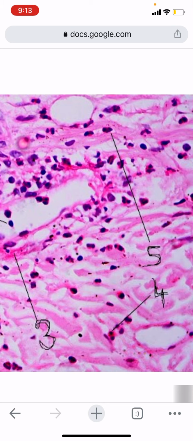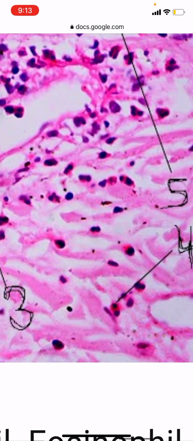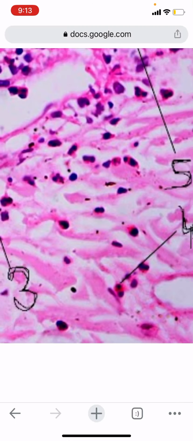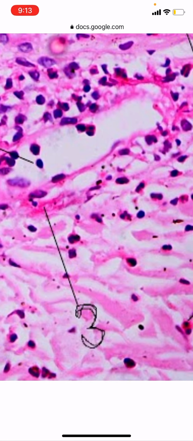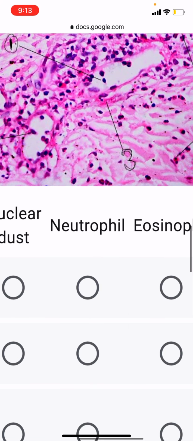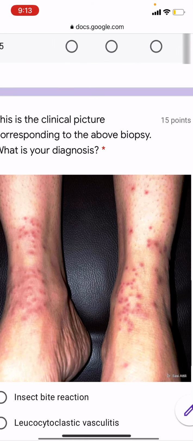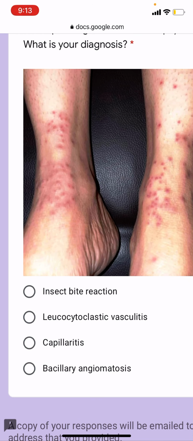Now, number 5 shows a multinucleated cell, which is a neutrophil, and number 4 is showing an eosinophilic bilobed nucleus with eosinophilic cytoplasm, basically an eosinophil. What you may also see here are these small blue dots which look like dust. This is nuclear dust associated with leukocytoclastic vasculitis. All right, so that's the answer there. And yes, therefore, the clinical picture corresponding to the above biopsy shows typical leukocytoclastic vasculitis, and that is the answer here. Thank you very much.